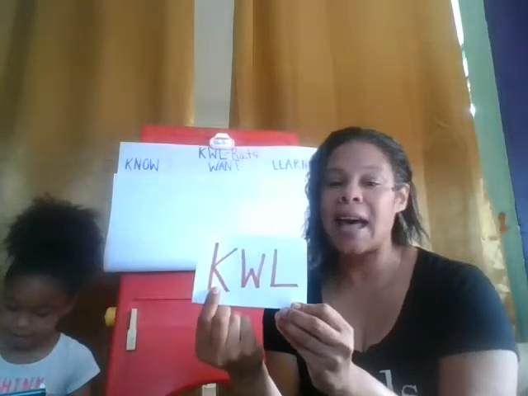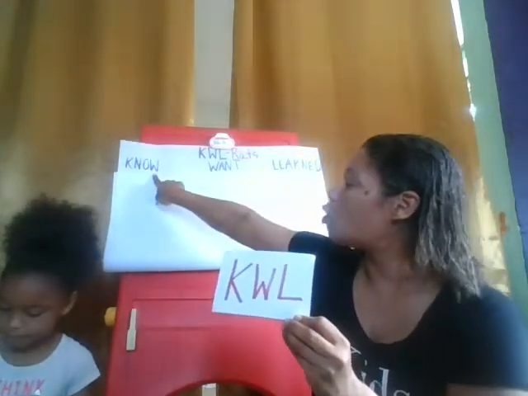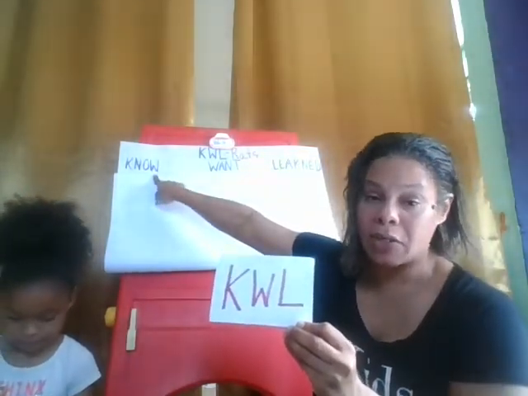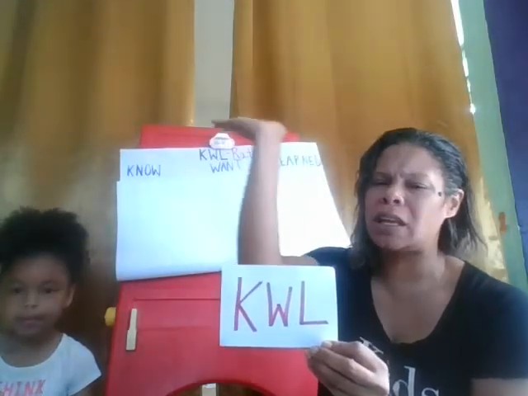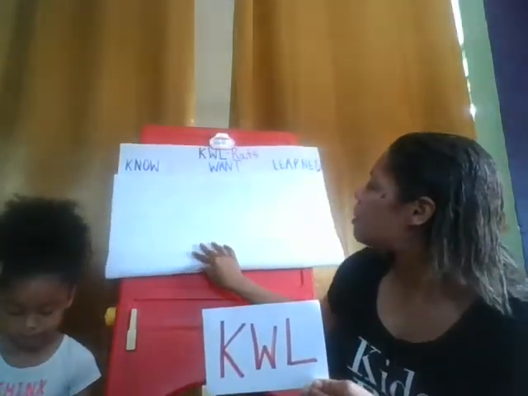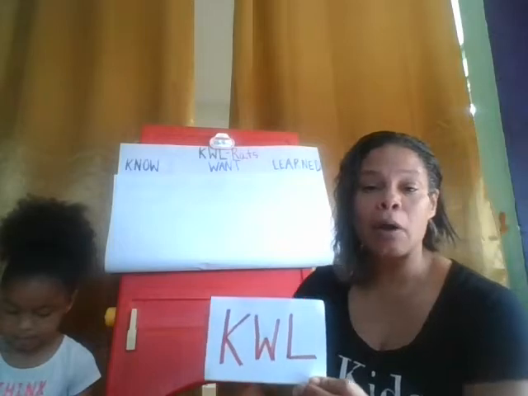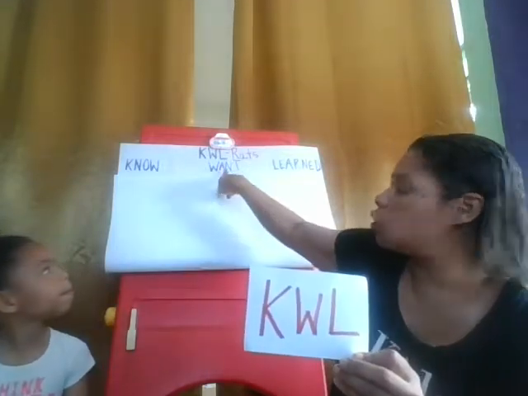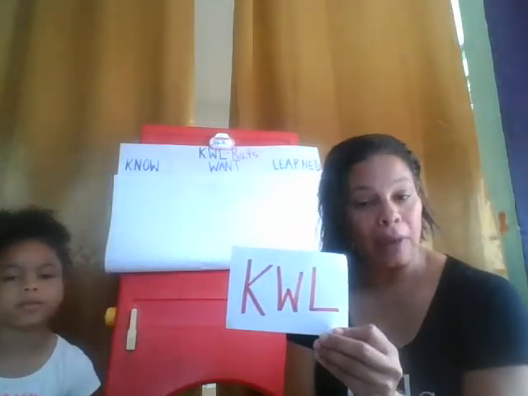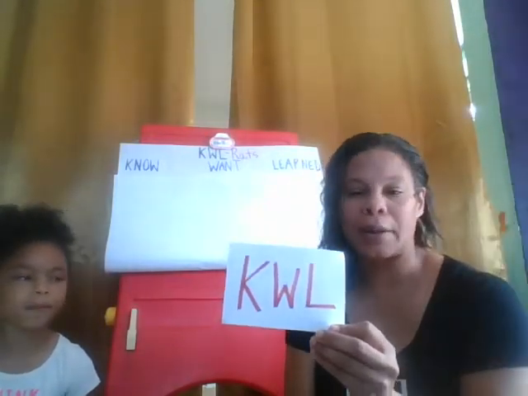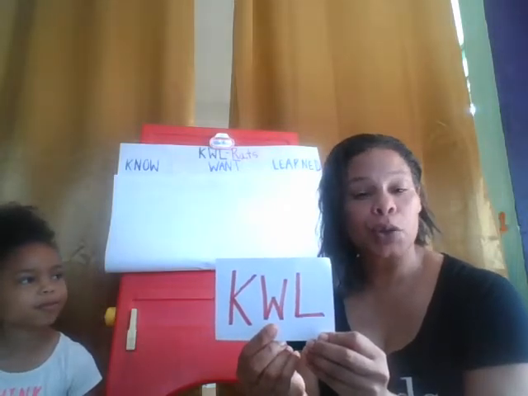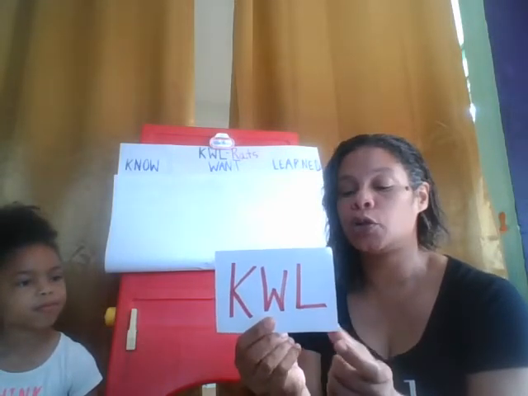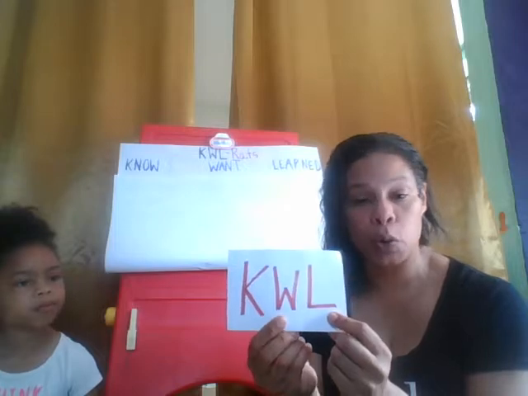The K stands for what you already know about a topic. So think about what you've already heard, maybe what you've already read about rats. We're going to be thinking and talking about this before we actually read. Then we're going to be thinking about what we want to know about rats. What do you want to know about a rat? And then after you listen to the story that we're going to be doing today, I want you to write down and think about what you learned.